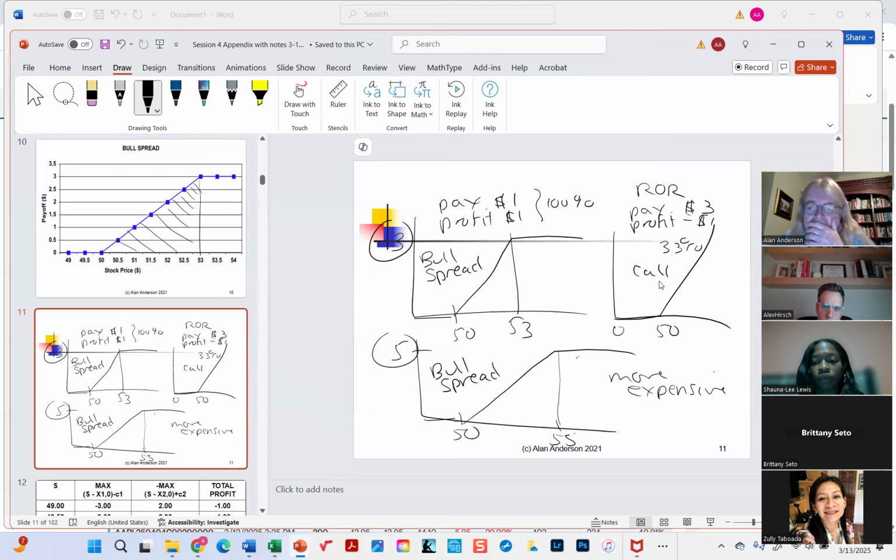So again, which one do you go with? There's all these choices, and of course, there's in principle an infinite number of bull spreads that I could set up. So the question is, which one should I go for? And of course, they'll all have a different.